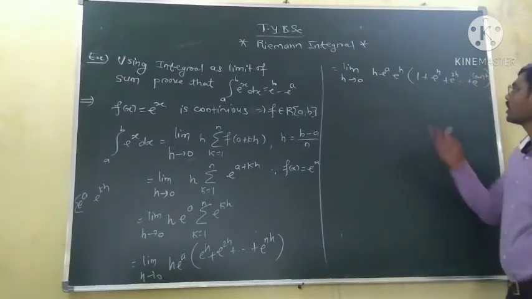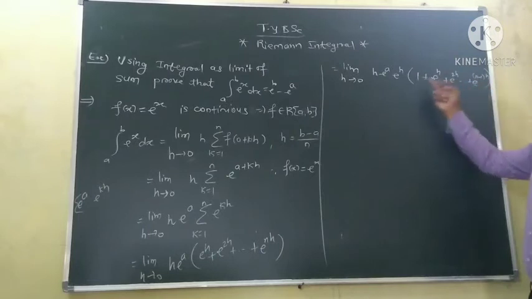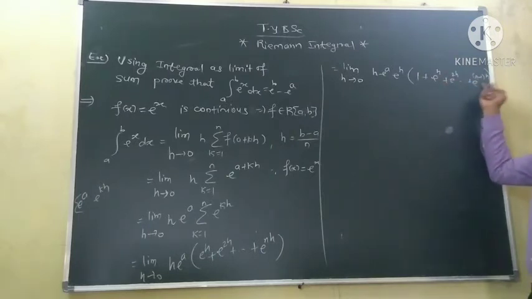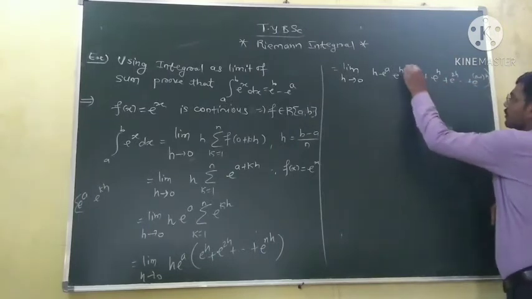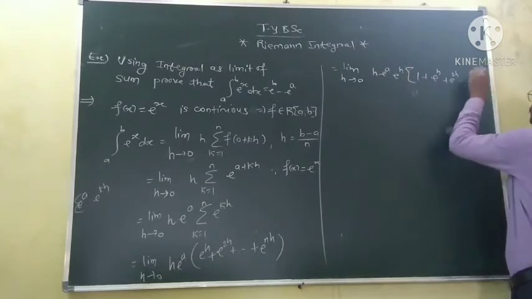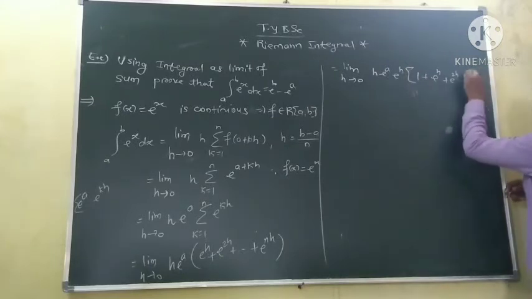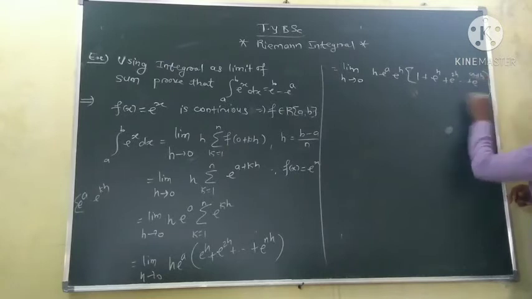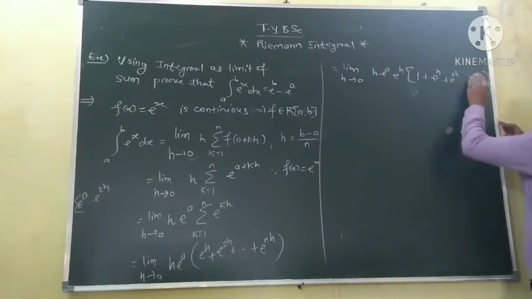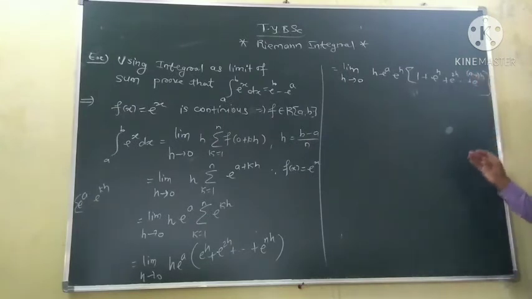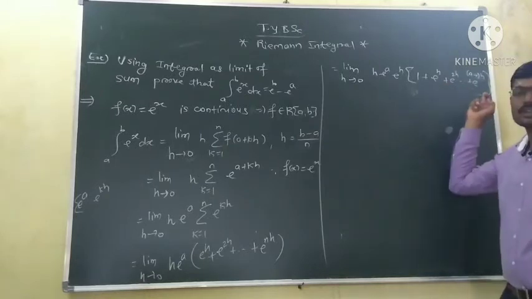Okay, now see, this is a geometric series with common ratio e raised to power h. Okay, this is nothing but a geometric series, ending with e raised to power (n minus 1) into h. This is a geometric series with common ratio e raised to power h.